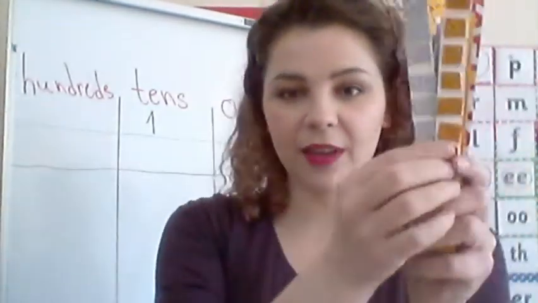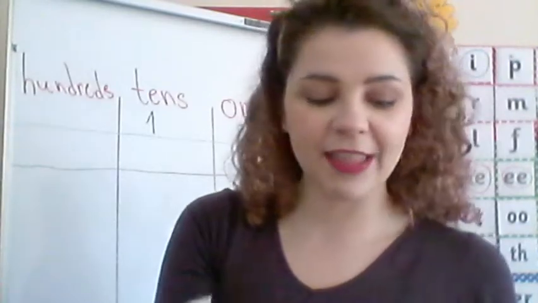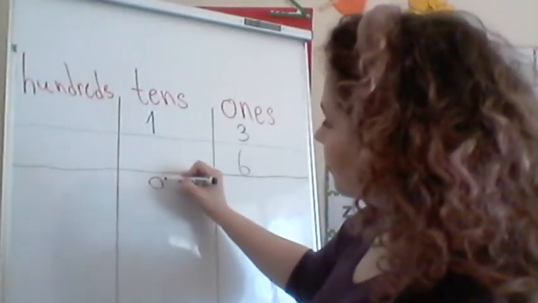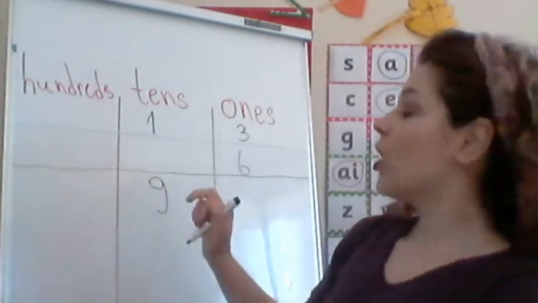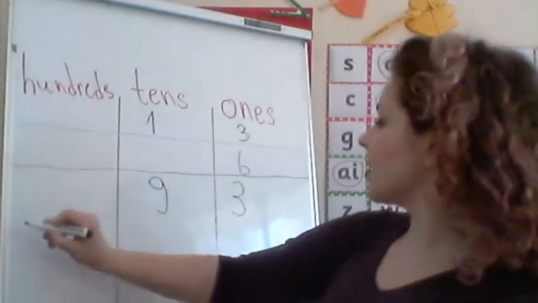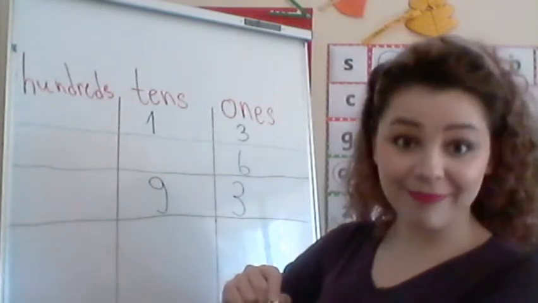Okay, so let me see here. Again, I have how many? 1, 2, 3, 4, 5, 6, 7, 8, 9. I have 9 tens. 90 is less than 100, so it doesn't have any hundreds. Okay, so I have 9 tens and 3 ones. This is my number 93.